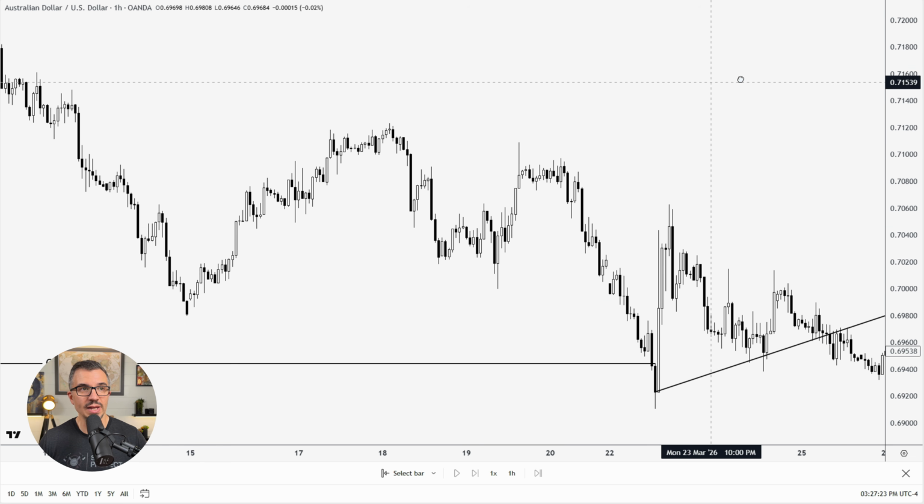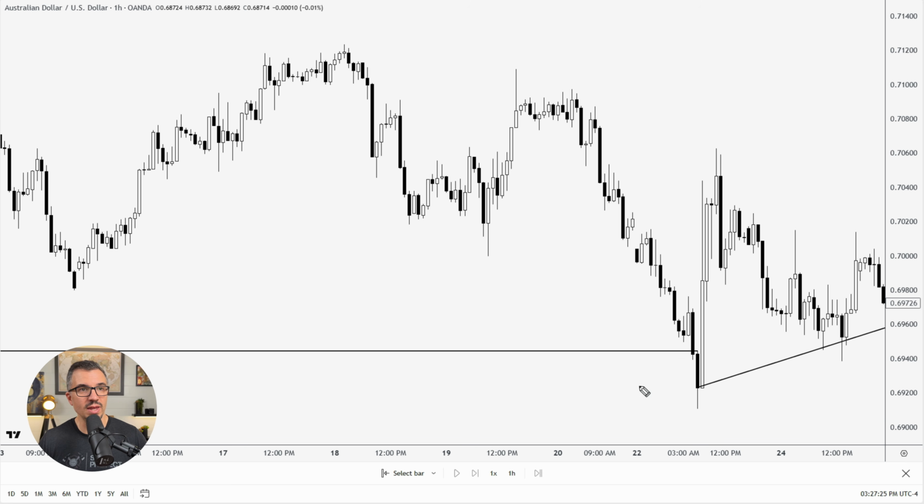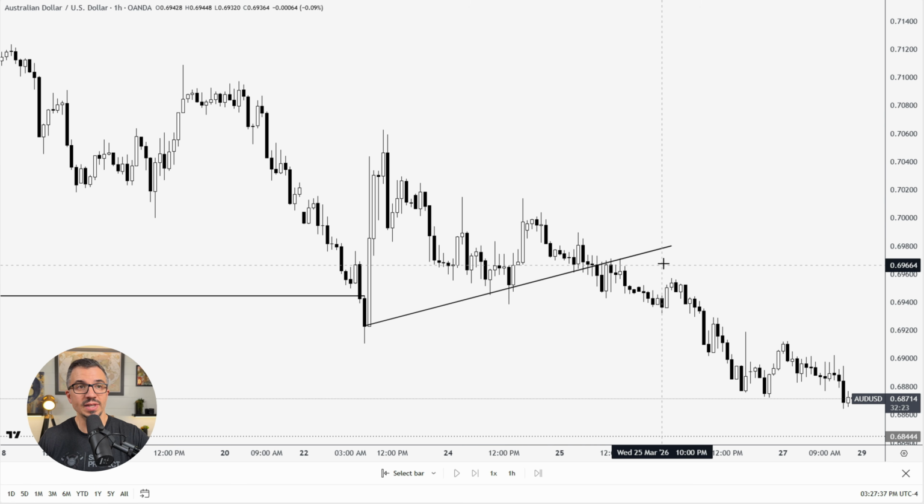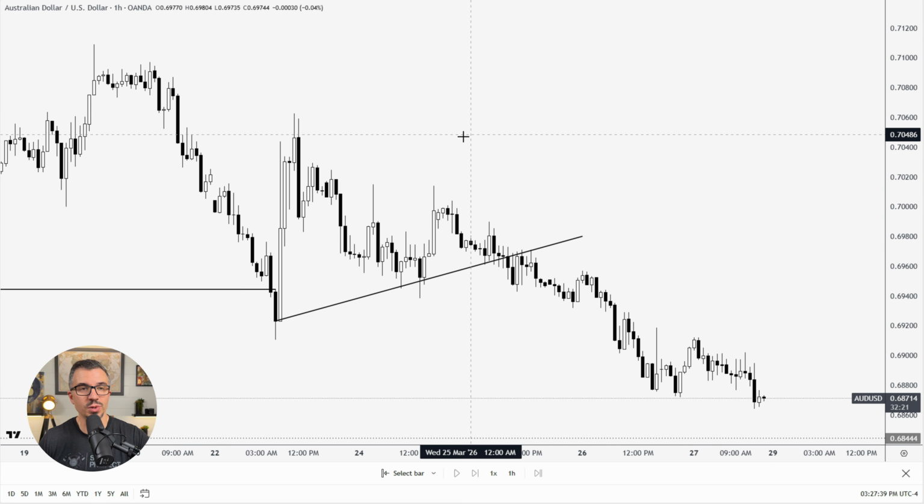Until early last week, we got this close right here, giving us that change of character, which meant I was looking for shorts. And again, this trend line could have got you into that short if you had seen that video, and if that aligns with the way you trade.